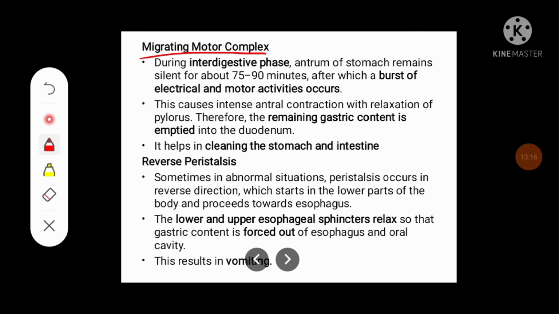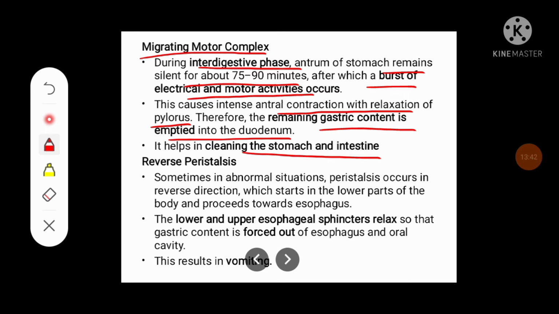Migrating motor complexes. During the interdigestive phase, the antrum of the stomach remains silent for about 75 to 90 minutes, after which a burst of electrical and motor activities occurs. This causes antral contraction with the relaxation of the pylorus. Therefore, the remaining gastric content is emptied into the duodenum. It helps in cleaning the stomach and intestine.